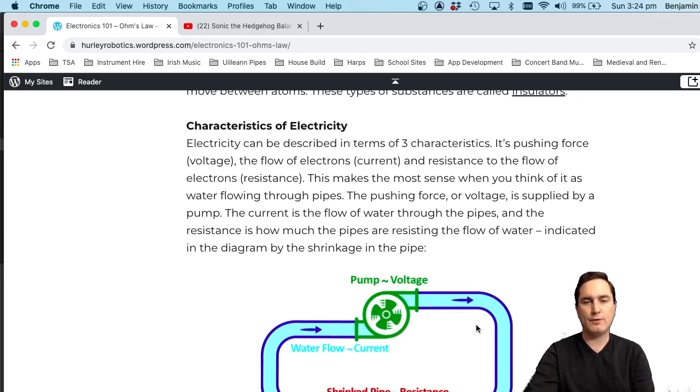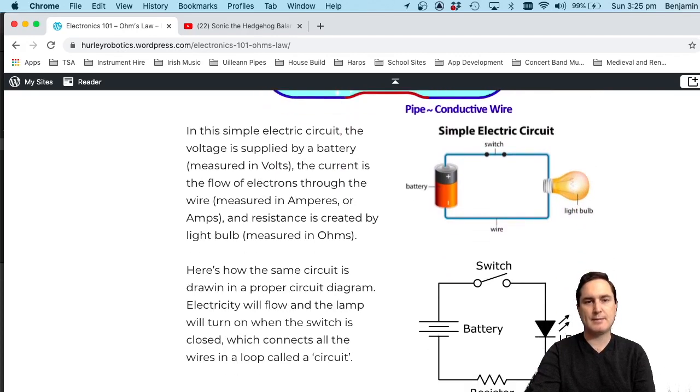Okay, now the water flowing through, that's our current. That's the electrons hopping across from atom to atom, flowing through our conductive wire, which is the pipe. And the shrinkage in the pipe, the resistance, is also a part of electricity. We often talk about the resistance to the flow of electricity, and that's quite important. That resistance to the electric flow helps us to add control to our circuit. So our three characteristics are voltage, our pushing force, the current, which is the flow of electricity, and the resistance to that flow. Okay, here are some examples of simple circuits.